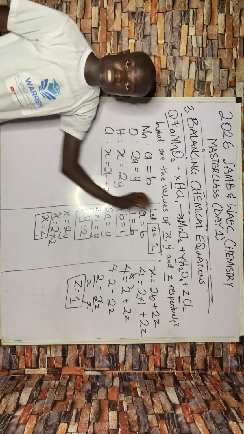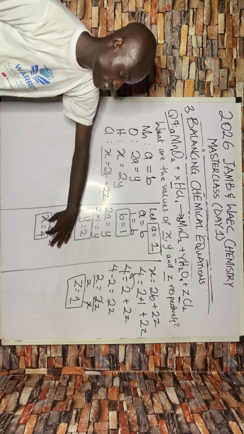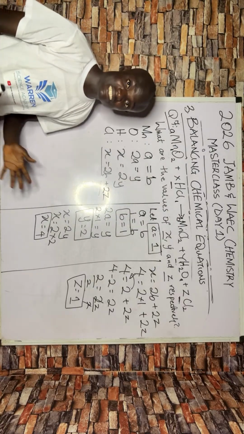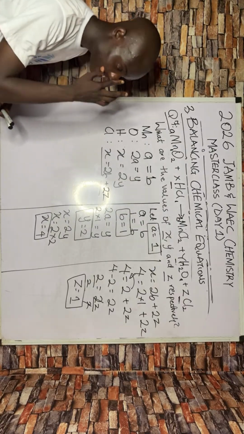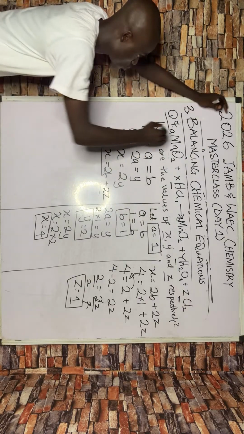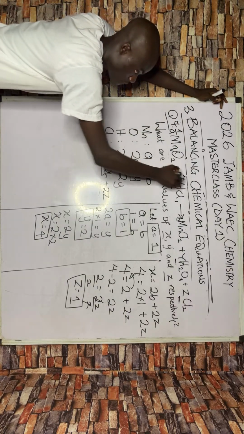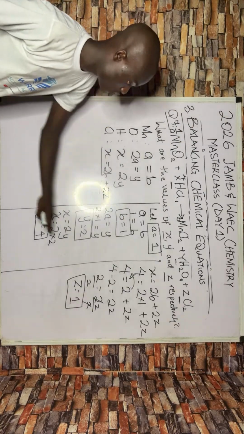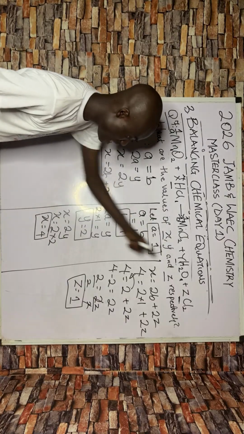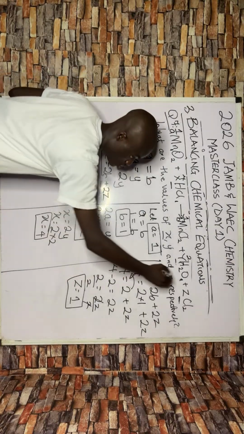So if you look at all the answers, we have A to be 1, B to be 1, Y to be 2, X to be 4, Z to be 1. They are all whole numbers, so there will be no need to multiply anything by any number. The last thing we are going to do is to replace each of them. A is 1. X from our calculation is 4. Then B is 1. Then Y is 2. Then Z is 1.